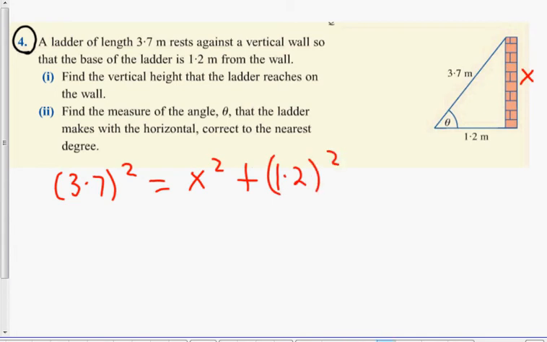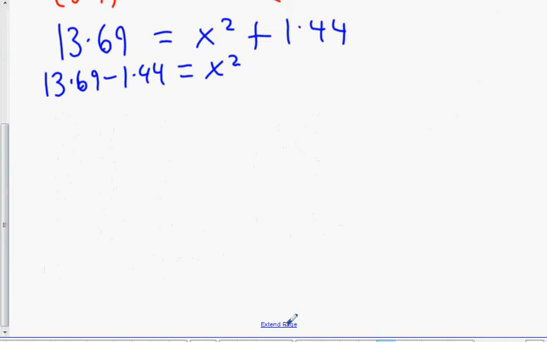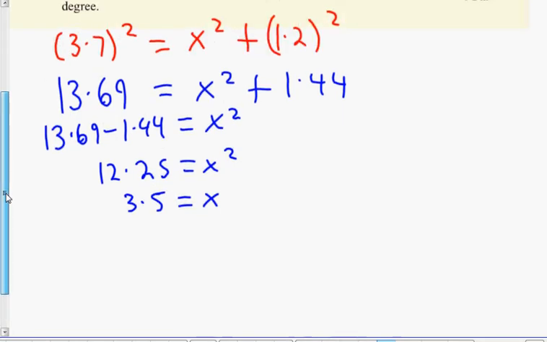What's 3.7 squared? 13.69. And then what is 1.2 squared? 1.44. Take 1.44 away from 13.69 and we can find out what x squared is. So what is x squared? 12.25. And then what's x equal to? Square root both sides. How many people got 3.5 for the square root? Wrong way around. Okay. Next question, part 2.